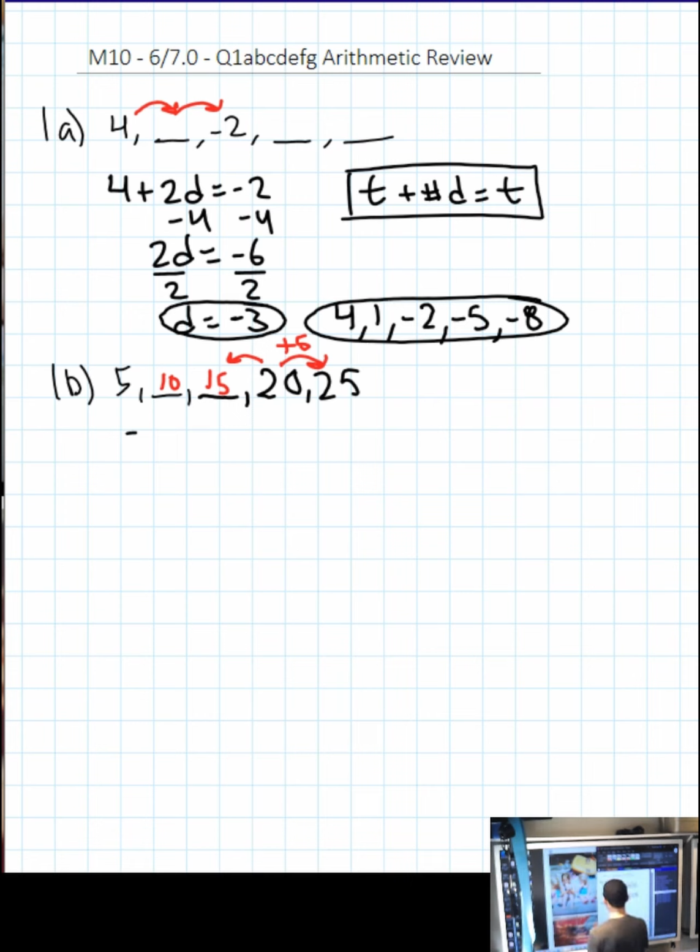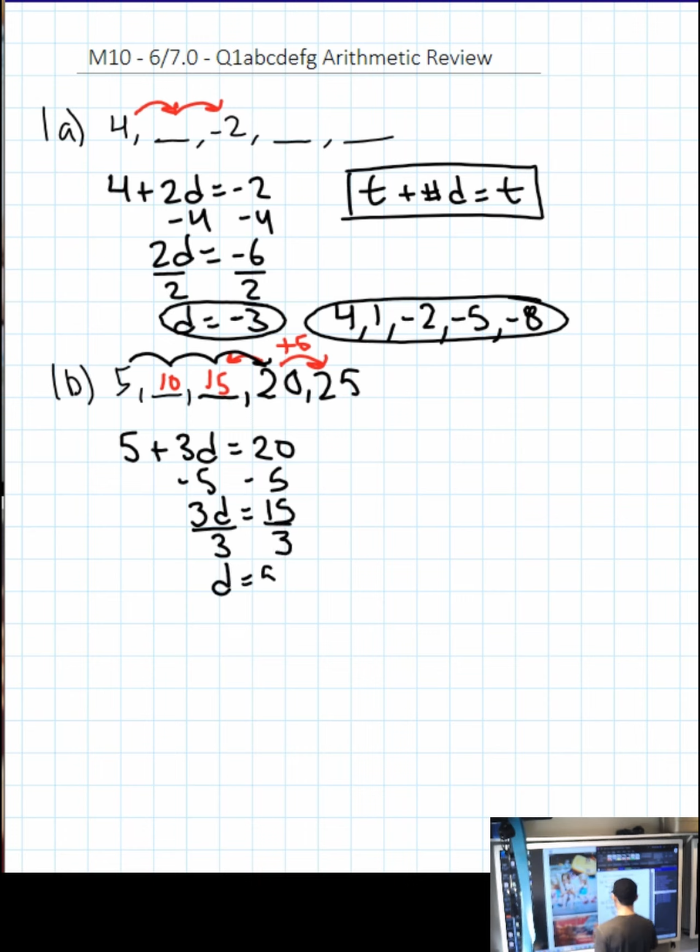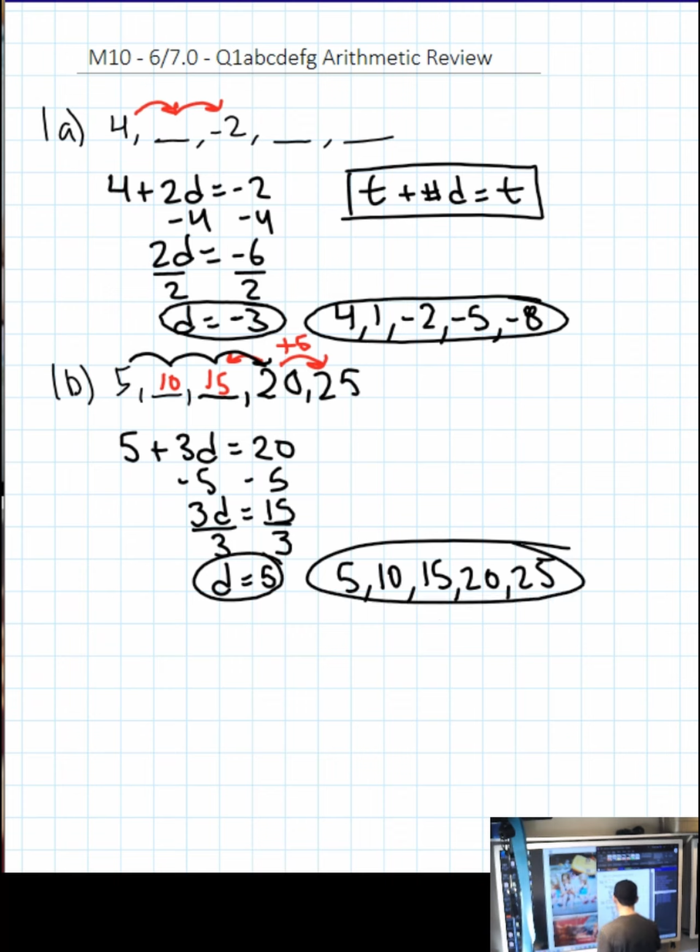We could have done 5 plus 1, 2, 3 differences, so 3d equals 20. Subtracted 5 from both sides, 3d equals 15. Divided both sides by 3, d equals 5. Then we could have taken the first term 5 and added 5 to it, the difference, 10, added 5 to it, 15, and made sure that we got the terms that we wanted. So we can use logic, we can use that formula. Again, we could have used systems of equations, but that would be very difficult.